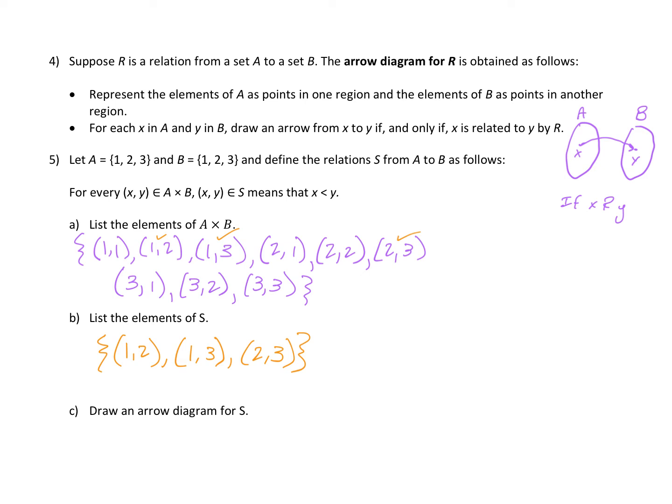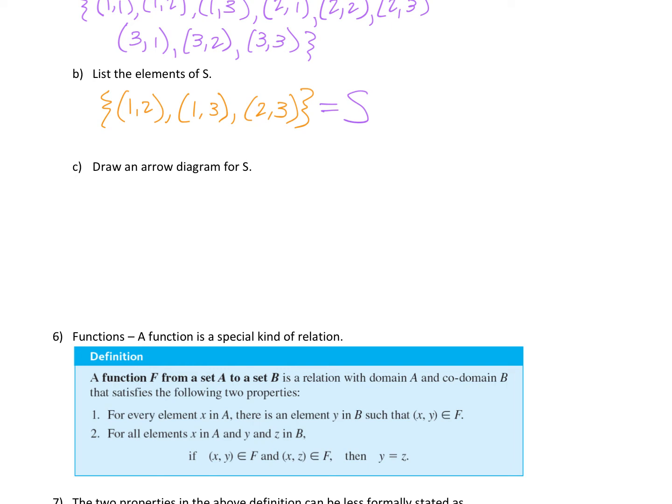So now we draw an arrow diagram for S. This is the set S. Okay, so all the x's from A live in here. All the y's from B live in here. So A only has 1, 2, and 3 in it. So we represent those as points, 1, 2, and 3. And then B is also the set {1, 2, 3}.